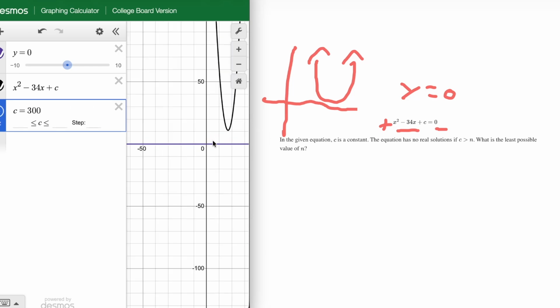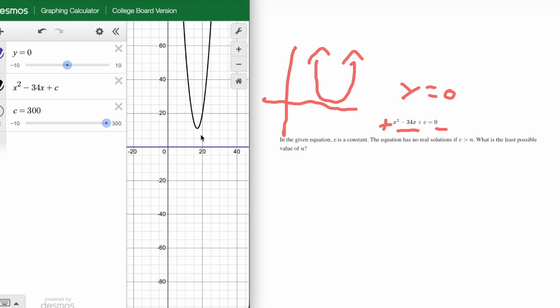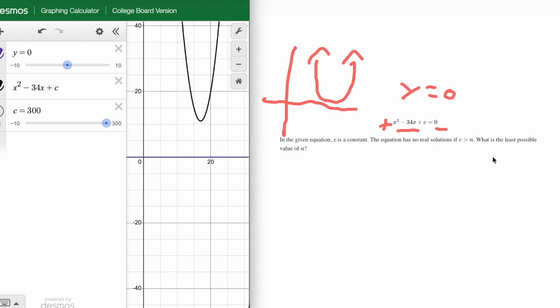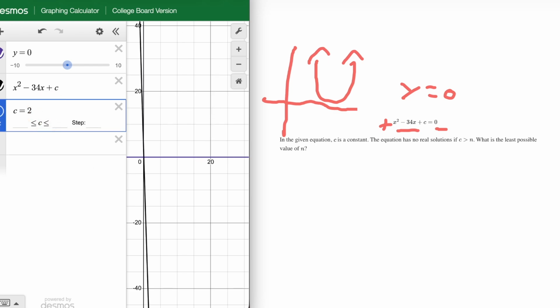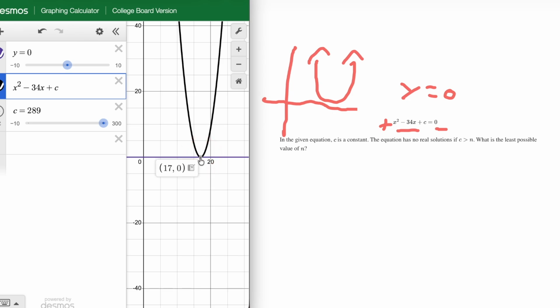Okay, here now it is above where there's no solutions, but the value of c can still be lower, and it's asking us for where c is greater than n. So n must be the value where it has exactly one solution. So now if I just slowly go down here, I'm at 290. It looks like it's very close. Let me just go 289, and I can see here that there's exactly one solution.